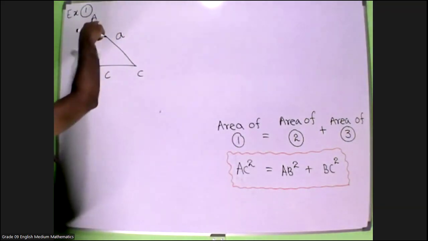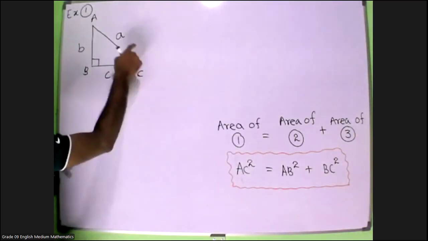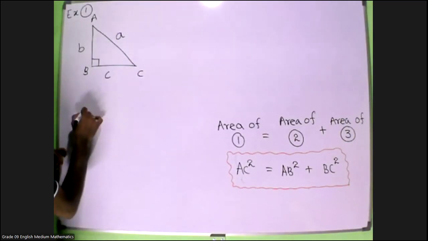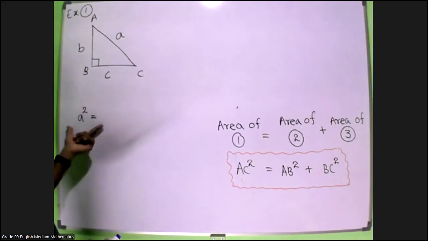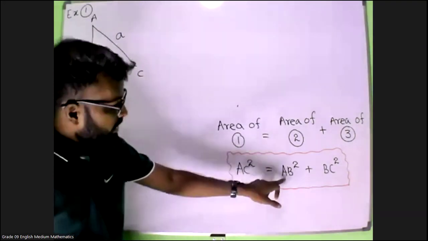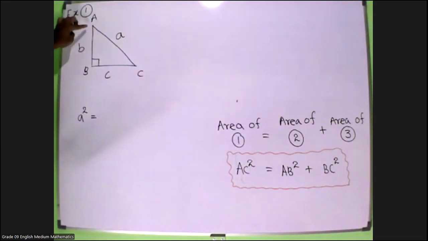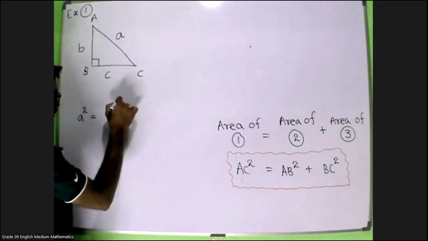So that means basically you can apply AC square, right? AC square means length of AC. Length of AC means A. A square equals, this is how you are going to apply the Pythagorean relationship, AB square. That means length of AB is B. So you have to take B times B. That means B square.